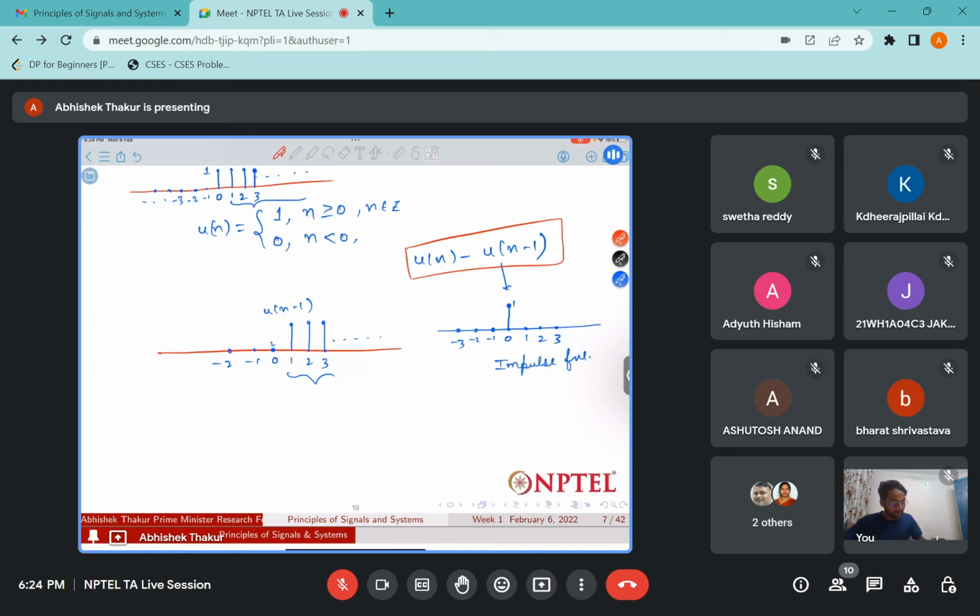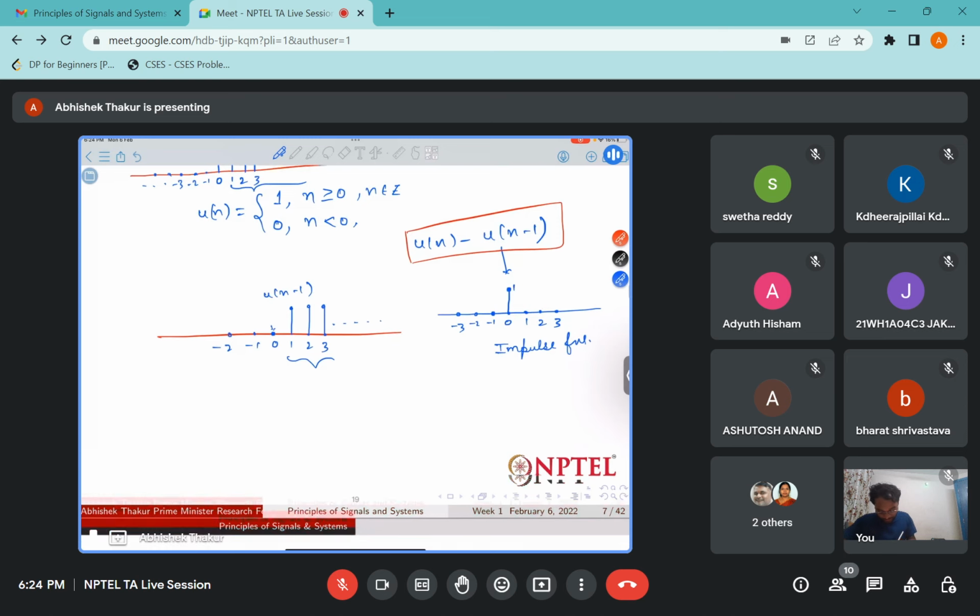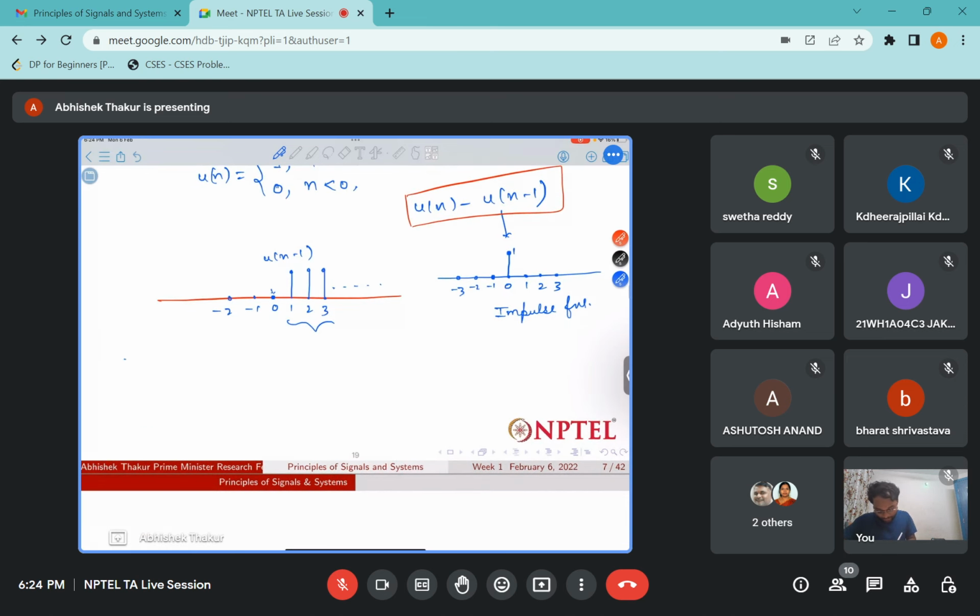Similarly, we will see for Rn. Let's suppose Rn, that is ramp function in discrete domain.